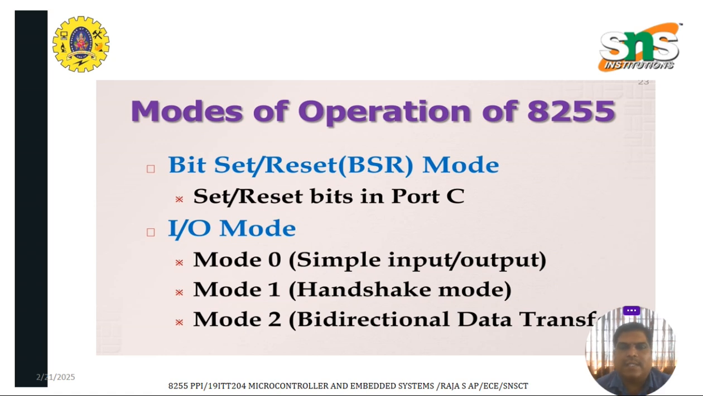Now we can see individually how these modes of operation are conducted by 8255. First, the bit set and reset mode. These bit set and reset bits are used in port C. Then the input output mode, which is of 3 types: mode 0, mode 1 and mode 2. Mode 0 means simple input output working mode. Mode 1 means handshake, that is, it can provide the acknowledgement to the input. Then mode 2 is bidirectional data transfer.